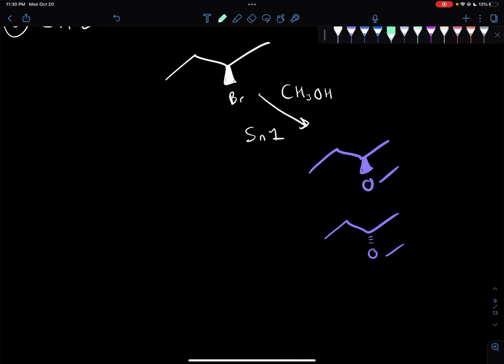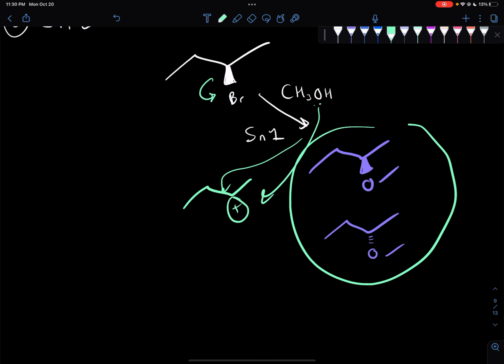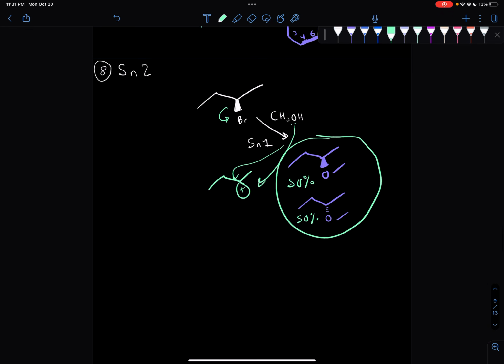And why is this? It's just because the bromine leaves, right? This is planar. There is no chirality here. So your methanol can attach from either side. It doesn't matter. So you're going to get both of these. And if you have 50% of each enantiomer, it's called a racemic mixture. So that's something to keep in mind.